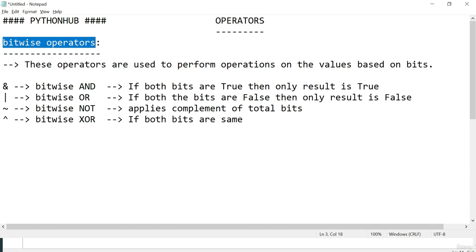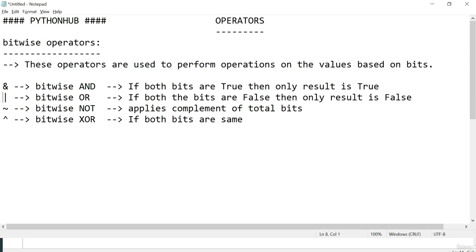The first one is the bitwise AND operator. The bitwise AND operator is denoted with the symbol &. In the bitwise AND operator we have a primary rule: if both the bits are true, then only the result is true, otherwise false.